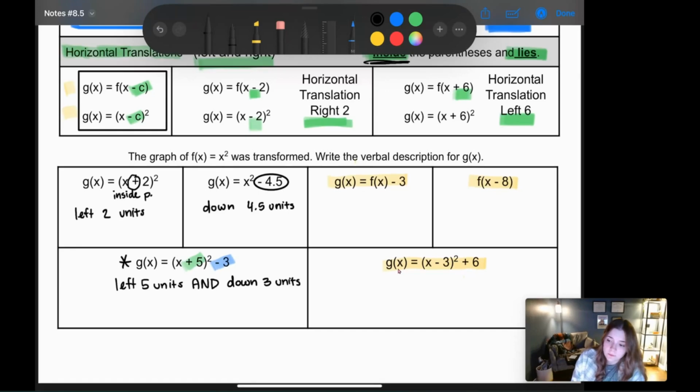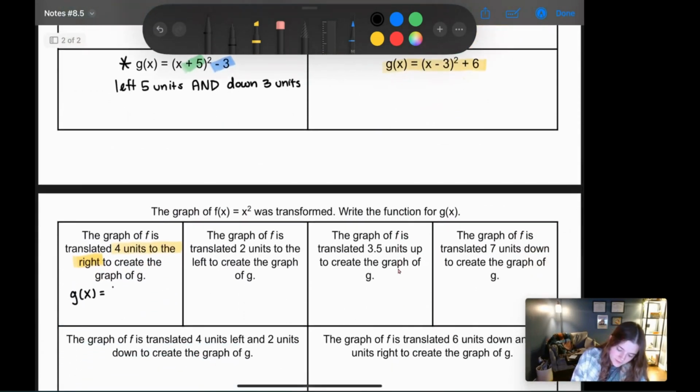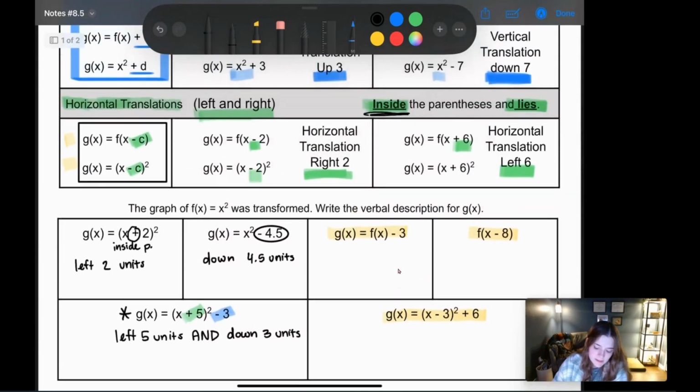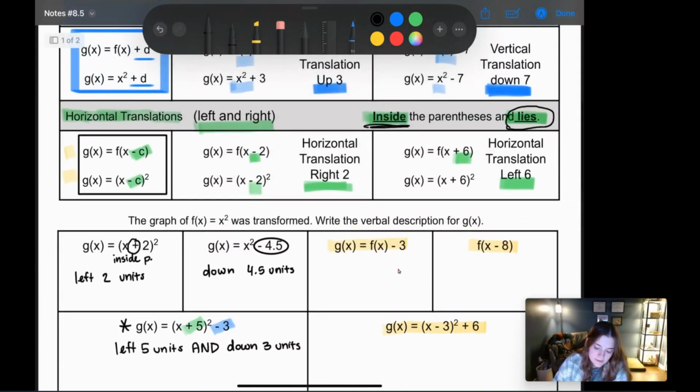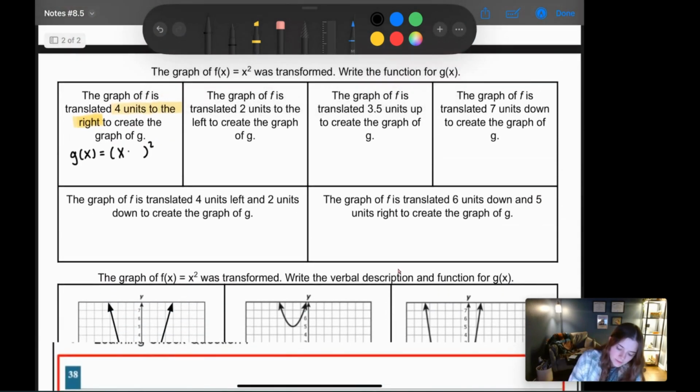Because it's right or left, so it has to be inside the parentheses. So I can do parentheses x and then close parentheses squared. Now I just have to decide what goes inside that parentheses. Well, it says 4 units to the right. But remember, inside of the parentheses lies. So instead of saying plus 4, it's actually minus 4.